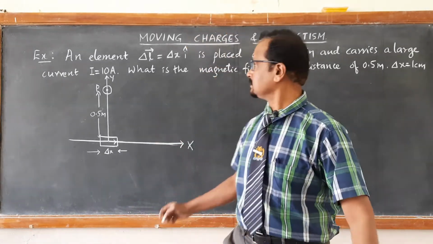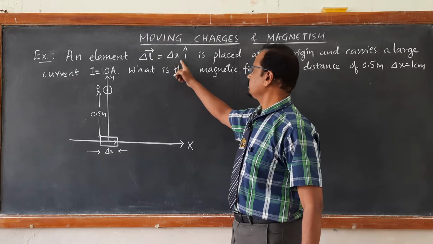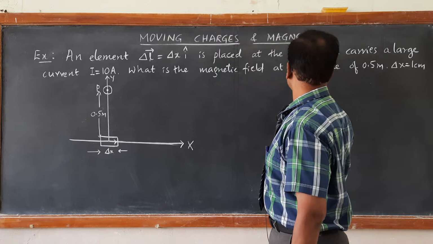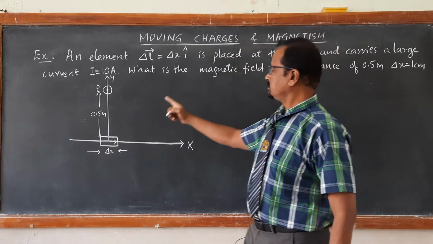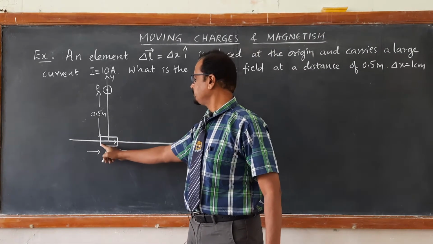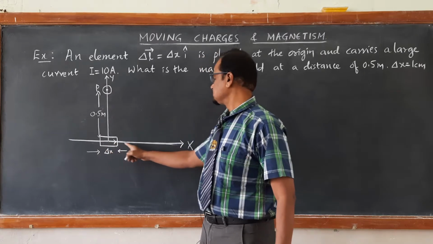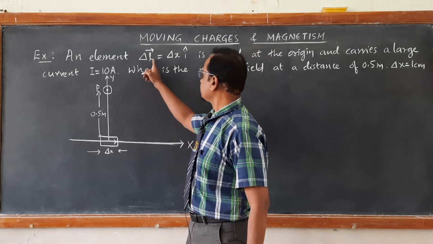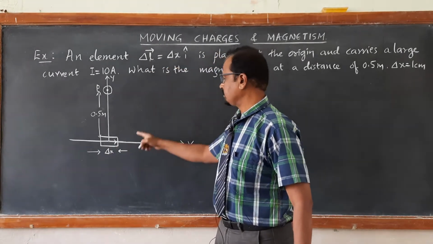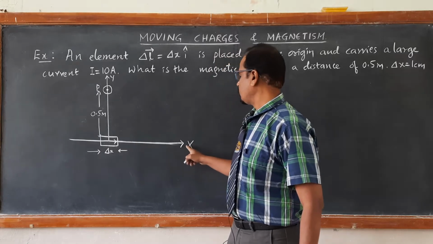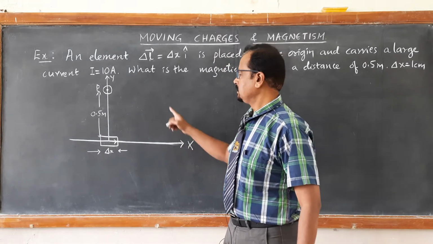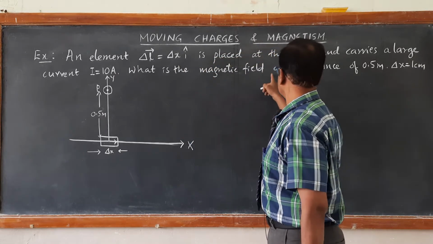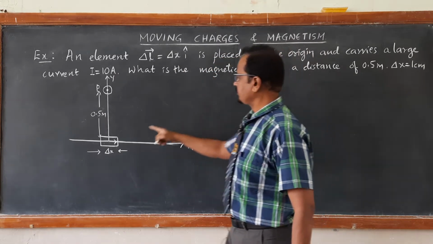The problem is like this: an element delta L vector equal to delta x I cap is placed at the origin and carries a current of 10 ampere. This is the element delta x, which is placed along the positive x direction, and delta L vector is equal to delta x I cap. It means it is directed along the positive x axis. It carries a current of 10 ampere. What is the magnetic field at the distance of 0.5 meter?